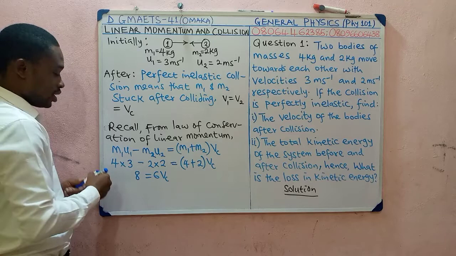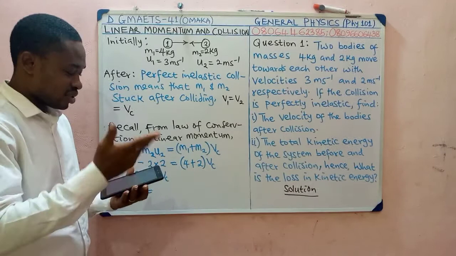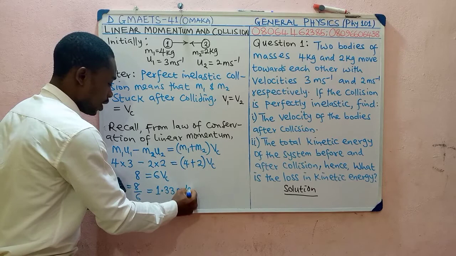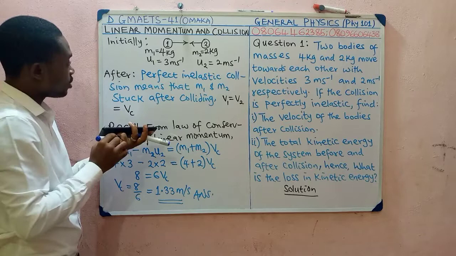So what does that mean? The common velocity will now be equal to 8 over 6. 8 over 6 will give us what? That's 1.3, 1.33 something like that. Let's find out. 8 over 6 is 1.33. So the common velocity is 1.33 meters per second. So this is the solution to the first part of the question. Right, let me indicate that it is the first part. Okay, I'm going to put I here.